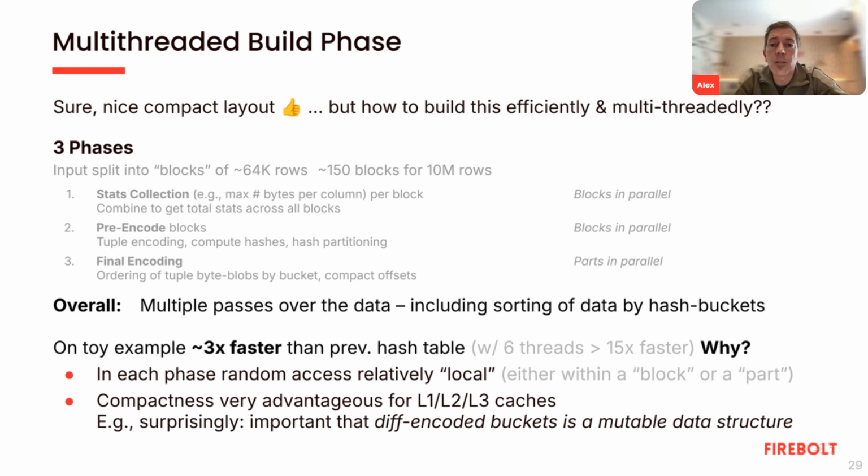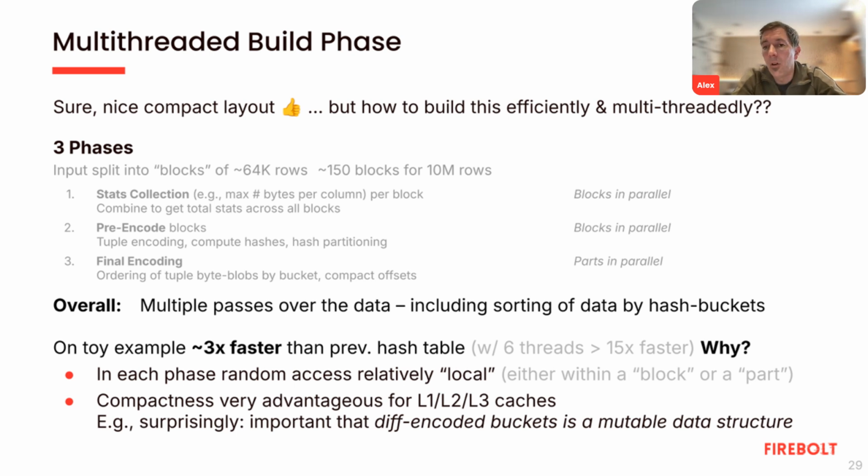And then the first phase is the stats collection that I just mentioned before, where we compute the maximum number of bytes needed. And here, this obviously we can very easily do in parallel just by going over the blocks in parallel and merging the result in the end. Then again, blocks in parallel, we pre-encode these blocks. So we do this compact tuple encoding now that we know how many bytes we can use per entry. And we compute the hash values.